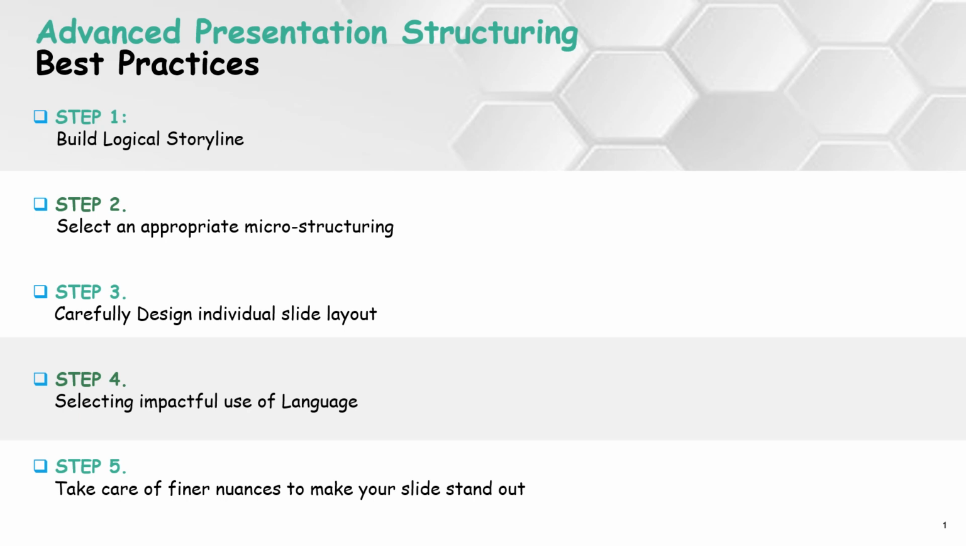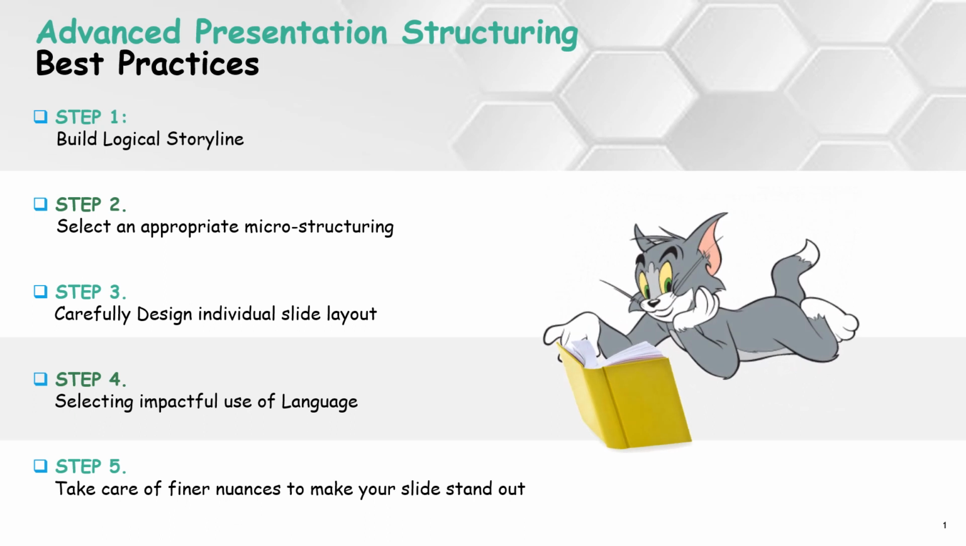So let's see what are the topics that we are going to cover today. Step 1. So we will see here how to build a logical storyline, also known as storyboarding. Step 2. To select an appropriate microstructuring. Step 3. Carefully designing individual slide layout. Step 4. Selecting impactful use of language. And finally step 5, which is to take care of the finer nuances to make your slide really stand out.